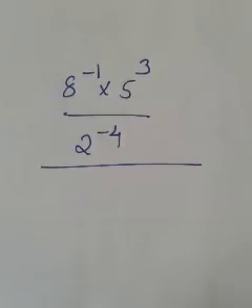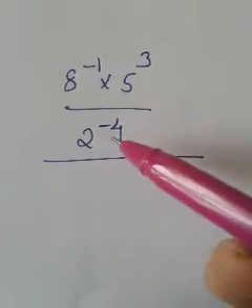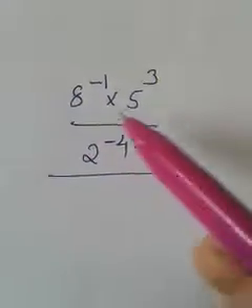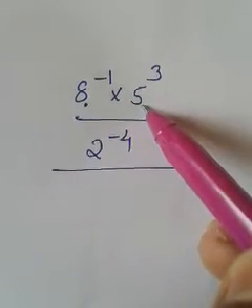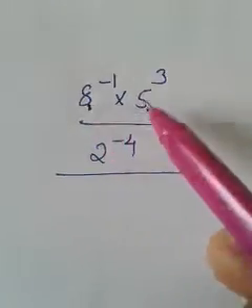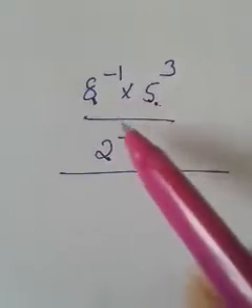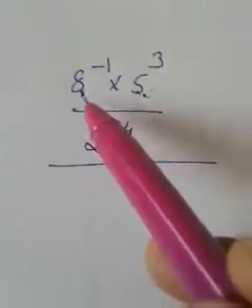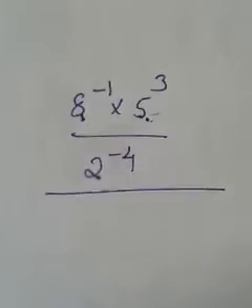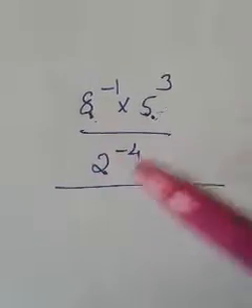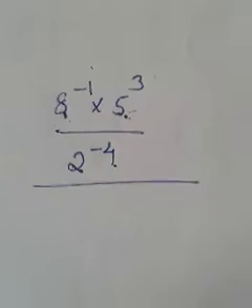So this is the next question which I am going to discuss. 8 raised to minus 1 into 5 raised to 3 divided by 2 raised to minus 4. In this kind of question, you can see that here the base is 8, here the base is 5, and here the base is 2. Here all the bases are different from each other. We cannot see any equal base. But if there is any equal base, then only we can use some rule here. But here the bases are different and the powers also are different. So we cannot use any rule directly here.